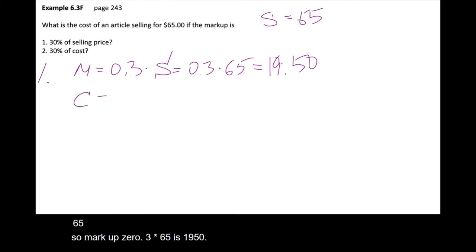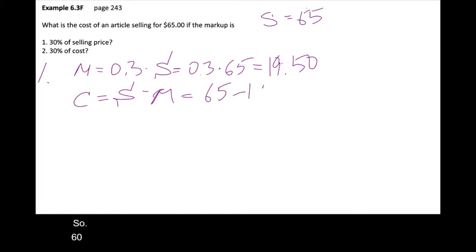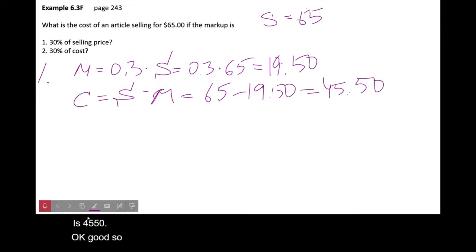Now cost can be found as S minus markup. So 65 minus 1950. What is that? It is 45.50. Okay, good. So 45.50, that's the answer for 1.